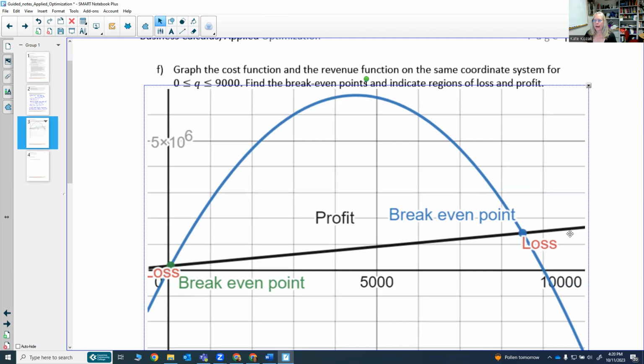And 8,479 TVs. The profit is between 55 and 8,479 TVs. So that's where you're going to have a profit, and your loss is going to be between 0 and 55 and between 8,479 and 9,000 TVs.